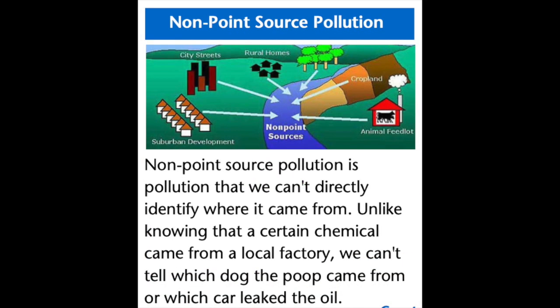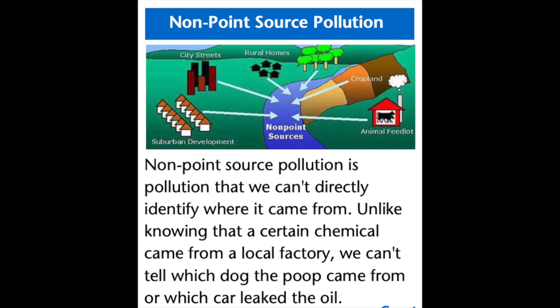Awesome, welcome back. On your walk in your neighborhood, you were looking for non-point source pollution. Non-point source pollution is pollution that we can't directly identify where it comes from. Unlike knowing that a certain chemical came from a certain local factory, we can't tell which dog the poop came from or which car leaked the oil. And when it rains, that pollution can go down to storm drains.